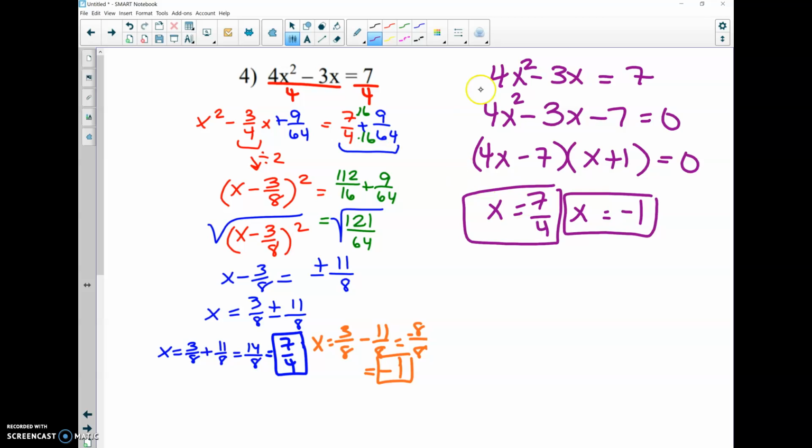This works really well if it's factorable. Completing the square works when you get stuck and you can't factor or you can't solve using any other methods. All right, go through this as many times as you need to. Pause and go back and look at these examples.